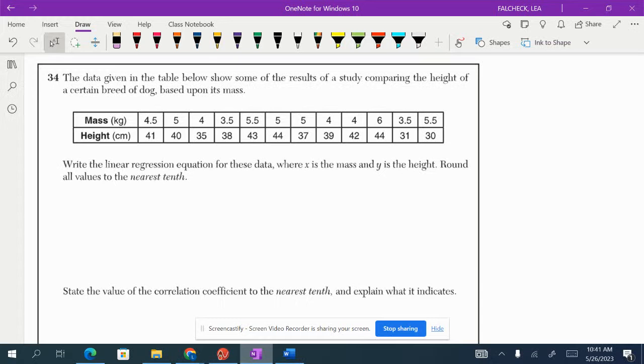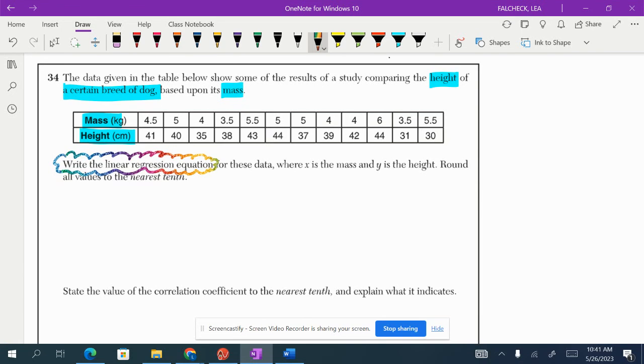Number 34. The data given in the table below shows some of the results of a study comparing the height of a certain breed of dog based upon its mass. So mass is listed here and height is listed here. Write the linear regression equation. So that is one goal that we have to do. Write the linear regression equation for these data where x is the mass and y is the height.